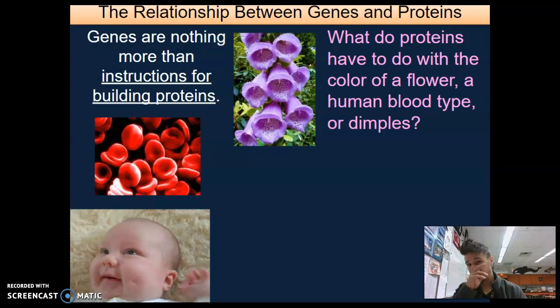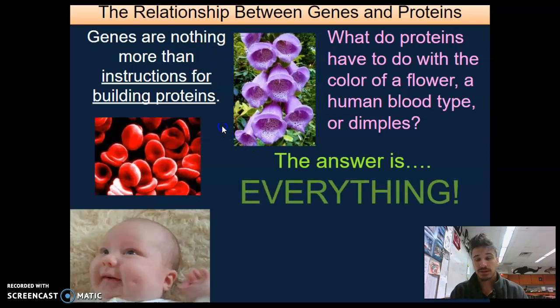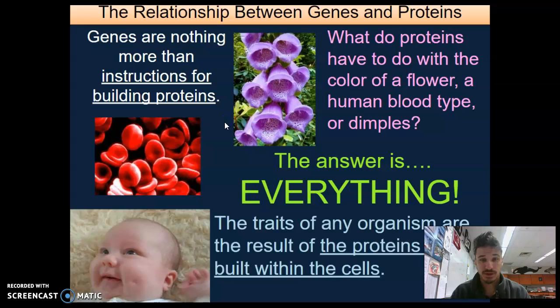So what do proteins have to do with these, right? What's the relationship? We should already kind of have an idea of this. And the answer is everything, right? Because biology is DNA to RNA to proteins. So DNA and genes are kind of synonyms here. DNA and proteins are closely linked in biology. The traits that any organism is going to express are the result of the proteins being made within your cells via transcription and translation.